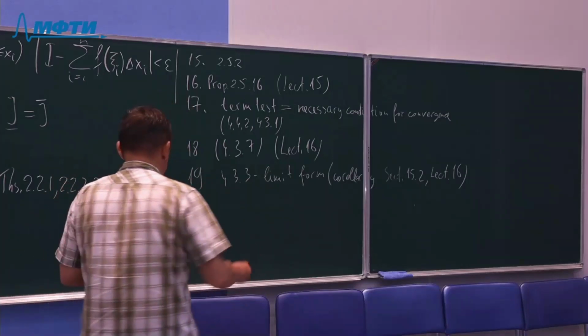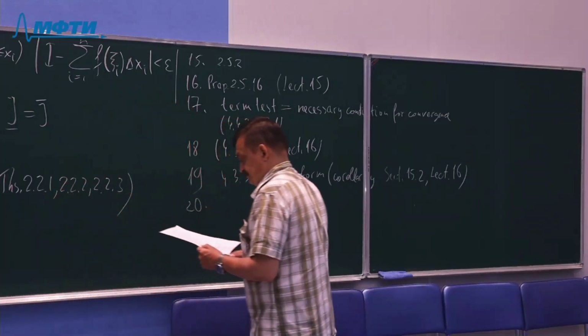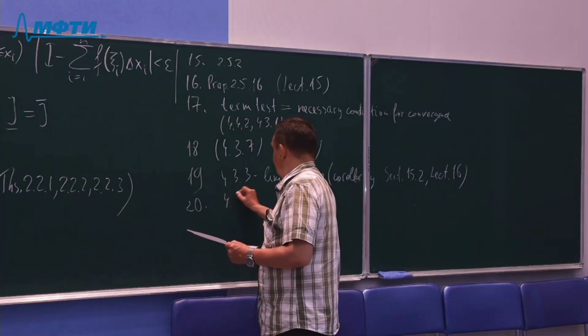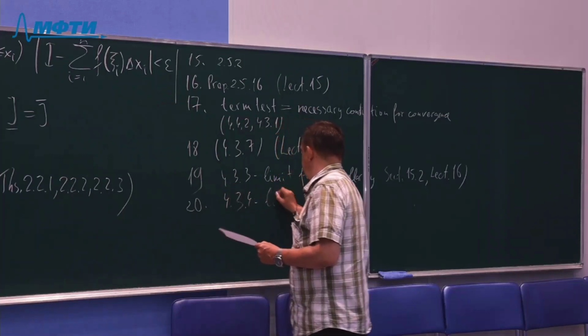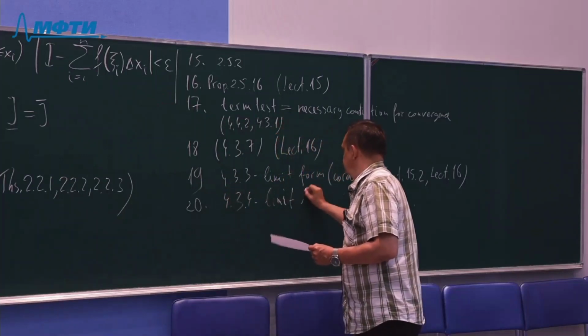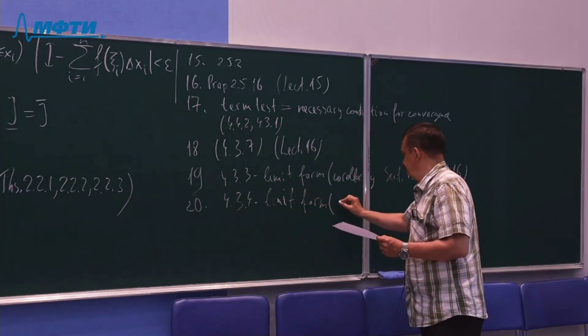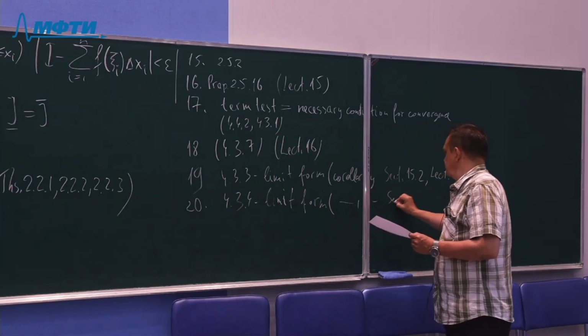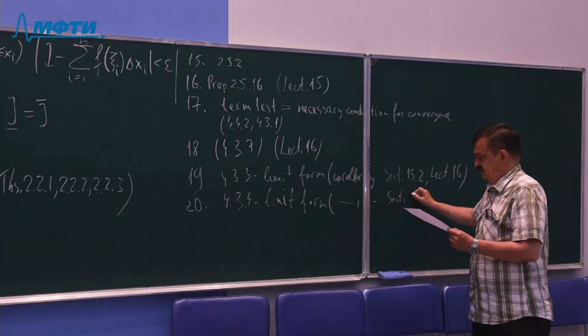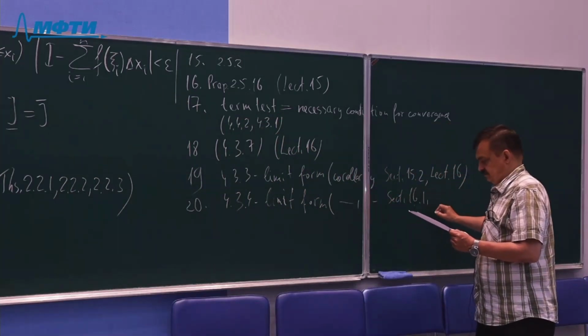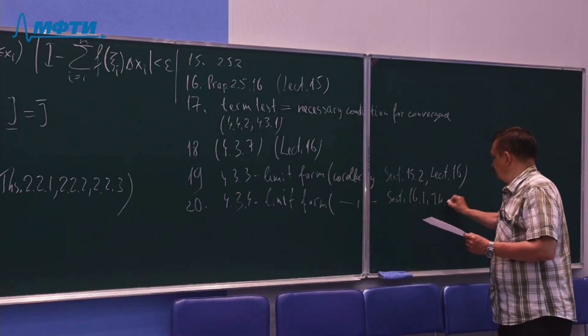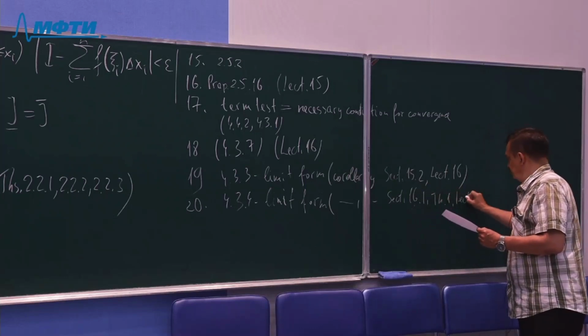Similar story is about Cauchy test. That is 4.3.4 limit form, which is corollary of section 16.1, theorem 1, lecture 17.